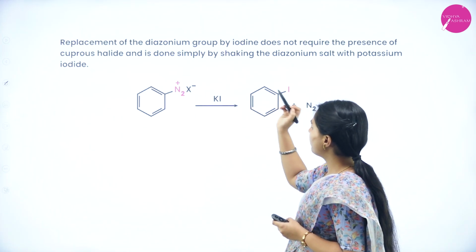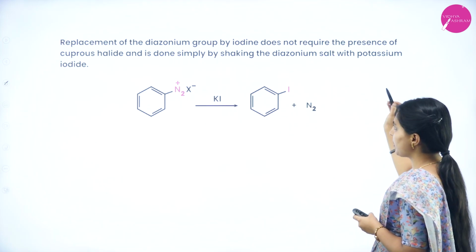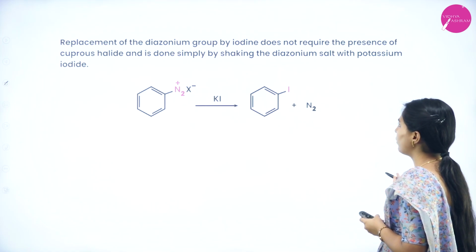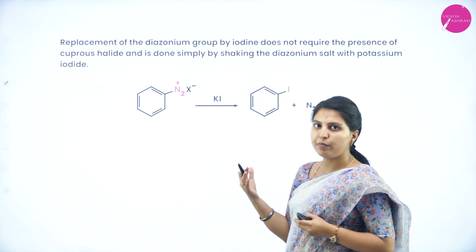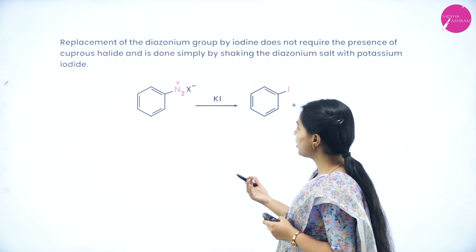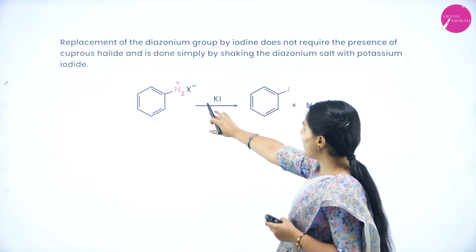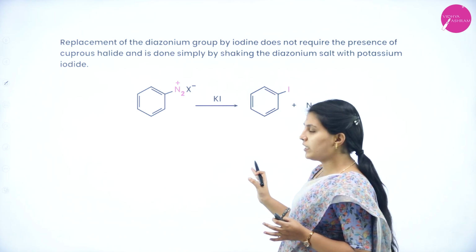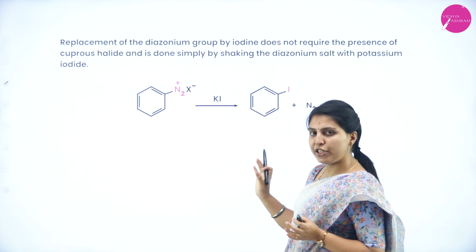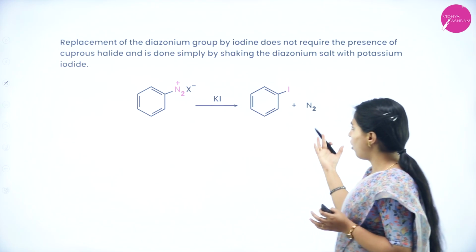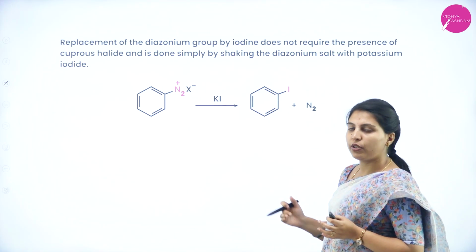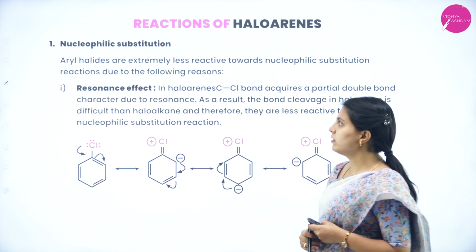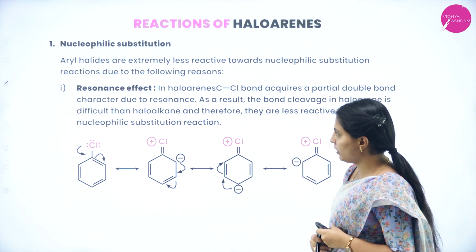Replacement of the diazonium group by iodine does not require the presence of cuprous halide and is done simply by shaking the diazonium salt with potassium iodide. For chlorine and bromine, the reaction needs cuprous halide, but for iodine it doesn't. Just by shaking, it will replace the diazonium group and form aryl iodide plus N2.